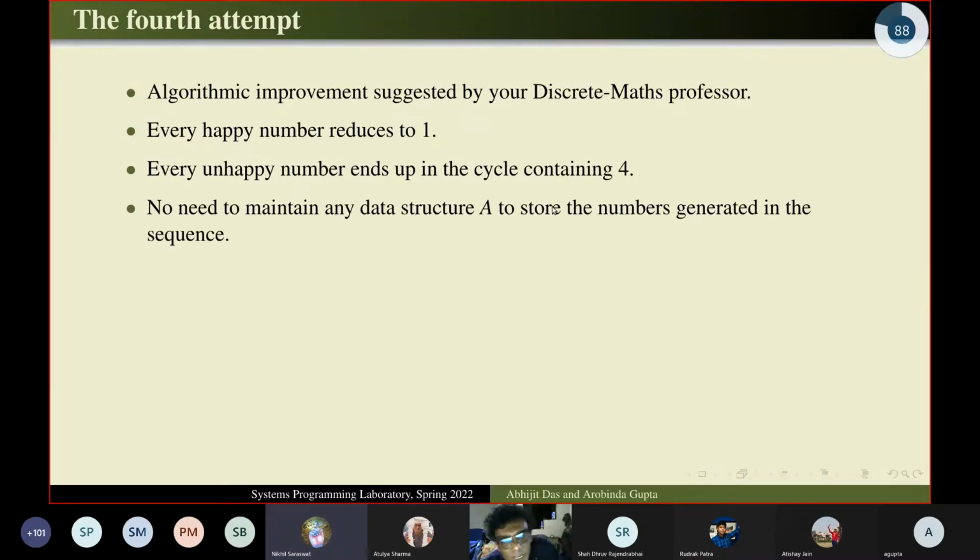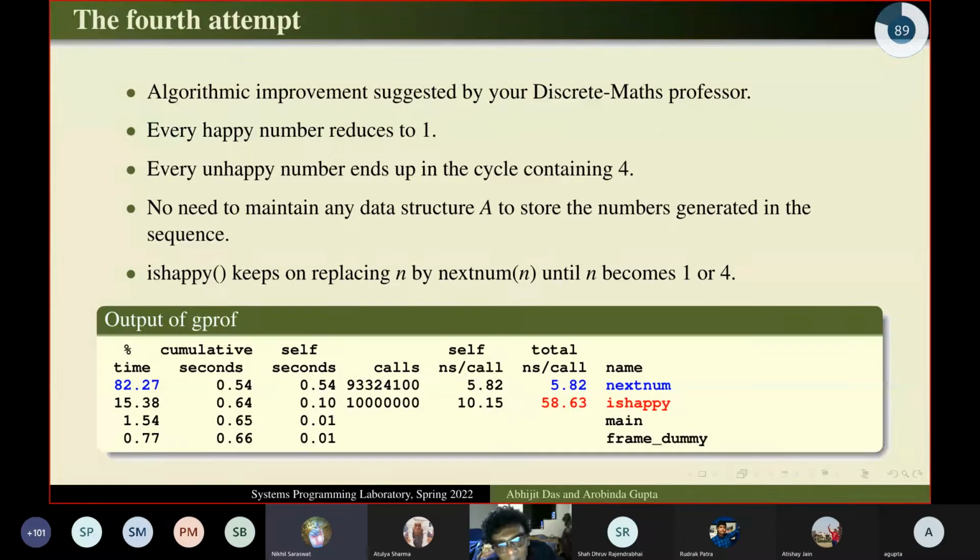So there is no need to maintain any data structure like A to store the numbers generated in the sequence. If 1 is reached, declare it as happy. If 4 is reached, declare it as unhappy. The only thing is that in a loop, you keep on generating next numbers and check whether it is 1 or 4. If 1, immediately return 1. If 4, immediately return 0.